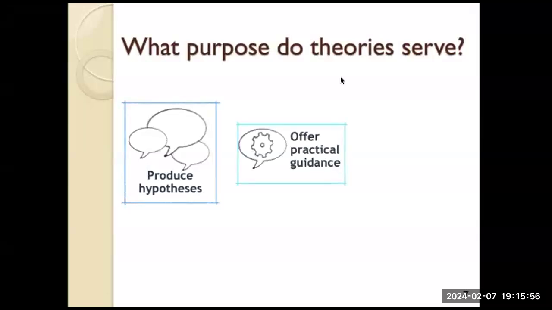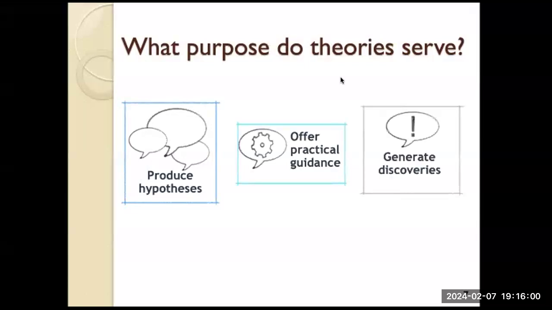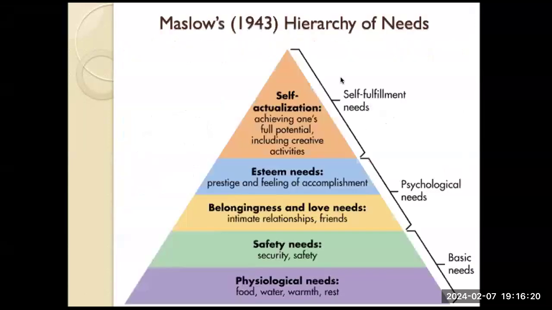It offers practical guidance for the type of data that you want to collect, and then helps you generate discoveries. There is no single theory that explains everything about humans. And this is why psychology is actually interesting. We have many, many different theories to try to explain different aspects of human psychology. One of the most common, for example, is Maslow's hierarchy of human needs.